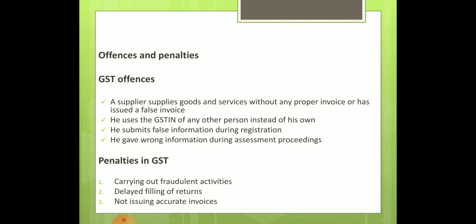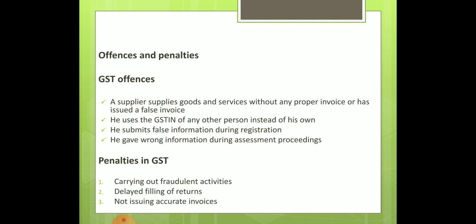And then, what are the offences and the penalties that will be given? GST offences. What are the offences? A supplier supplies goods and services without any proper invoice. Without any proper invoice, that is a fraud or illegal activity conducted. That was not to be done. And he uses the GST number of any other person instead of his own. They should follow the correct GST number and all.